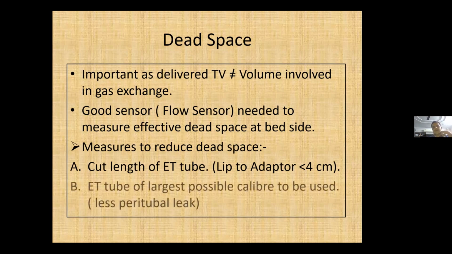Okay. And the second possible way is to increase the diameter of the ET tube as much as possible, so as to decrease the peritubal leak. That is why I always keep insisting that you use a proper size ET tube and ensure that there is not much of a peritubal leak, so that there is not much volume being lost in the peritubal area and not involved in gas exchange.